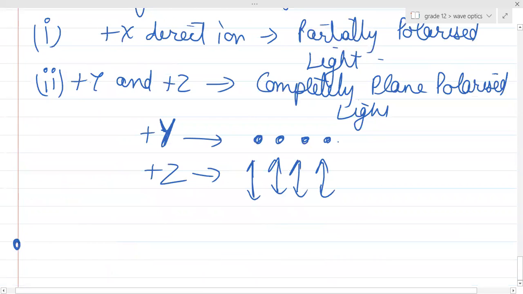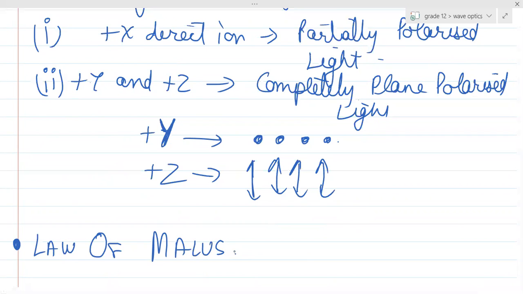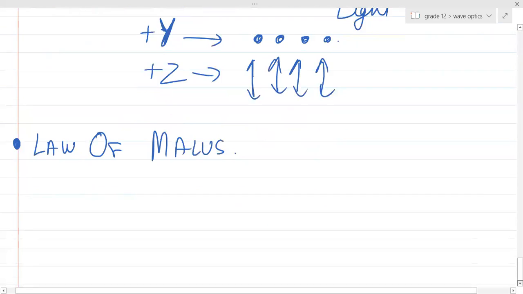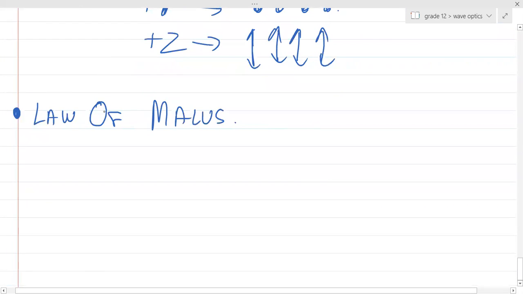Last heading for today, and that will be the end of this chapter. Law of Malus. So, guys, first of all, we know this particular thing that whenever you have a Polaroid or a polarizer, these materials are basically called Polaroids.